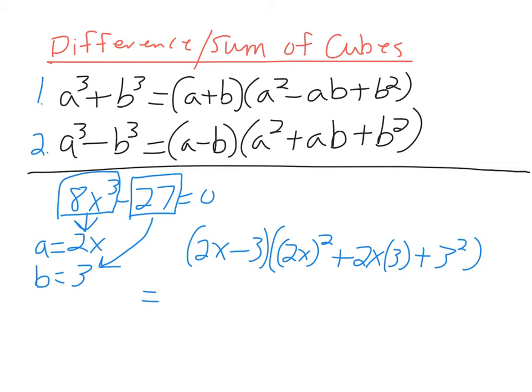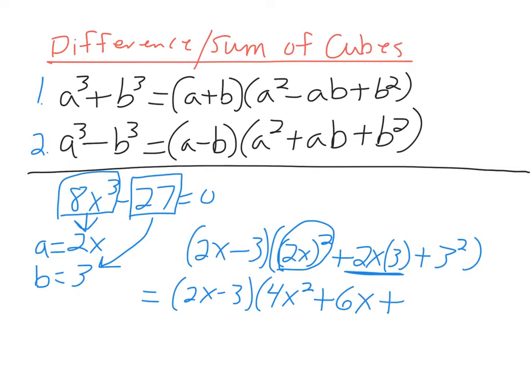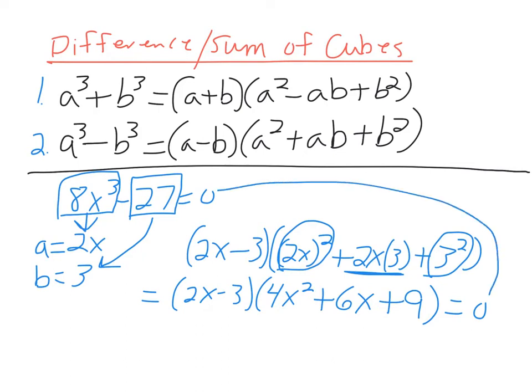So my problem now, to clean it up a little bit, 2x minus 3 times, I'm looking at this right here, 2x squared is 4x squared plus 2x times 3 is 6x plus 3 squared is 9. So that's what I have for now for an equation. Now this is all going to be set equal to 0, just like my original equation. So that's how I got the 0 right there. And now I'm going to have to solve these.